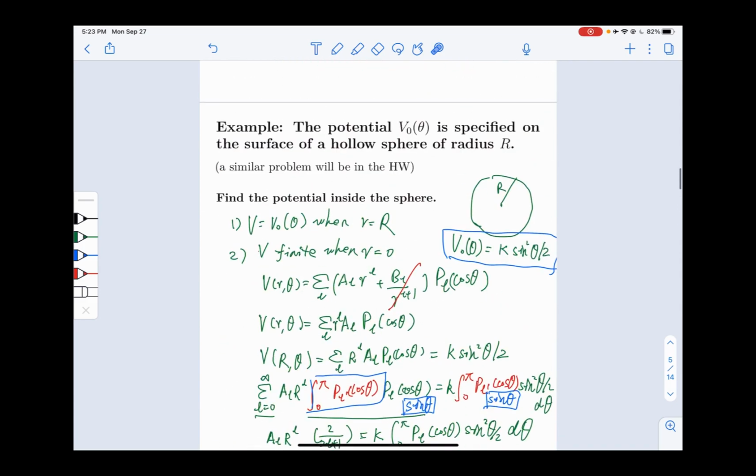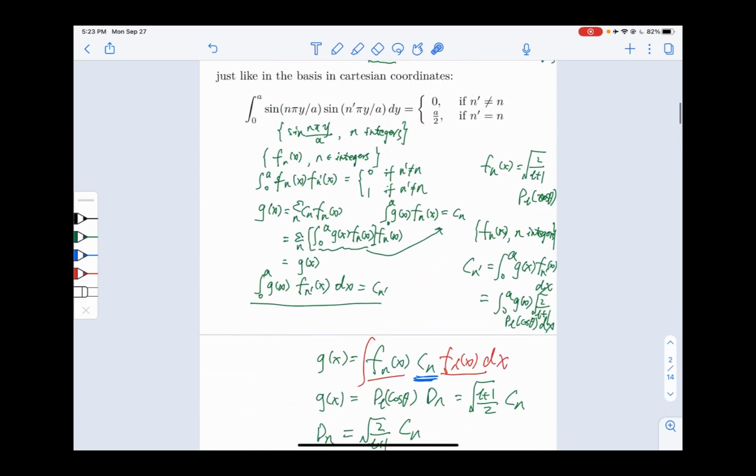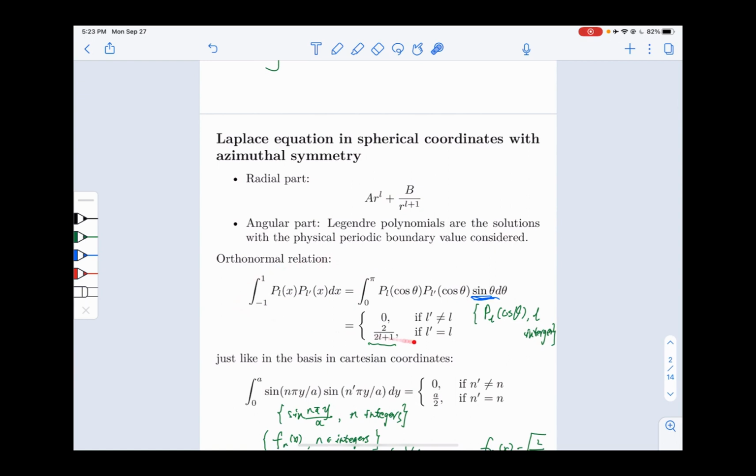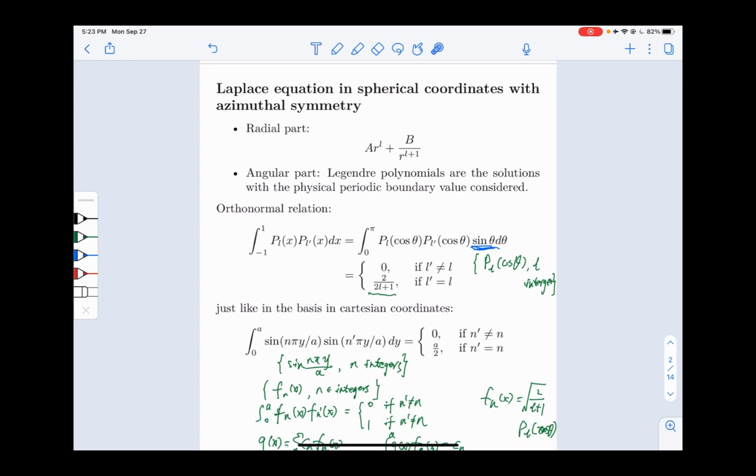And what's handy is to have this in your reference book, and try to use this to calculate the coefficient of this CL or AL and BL.